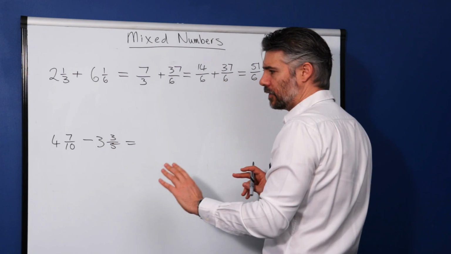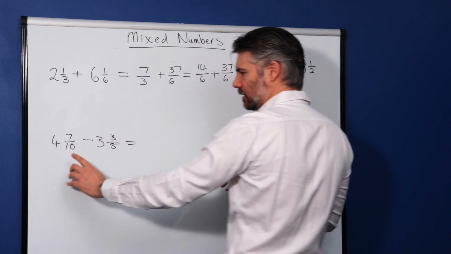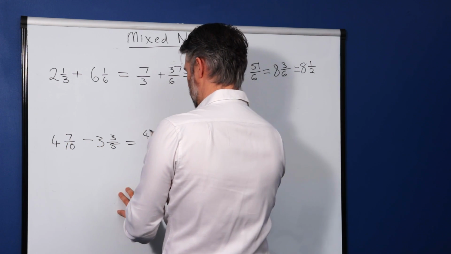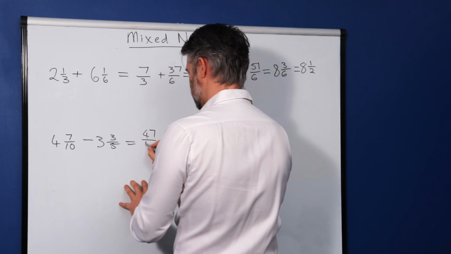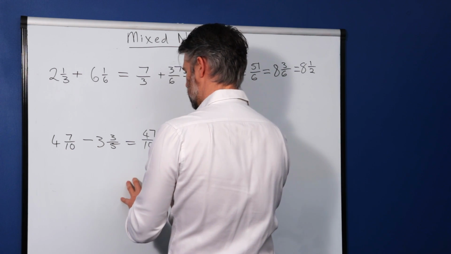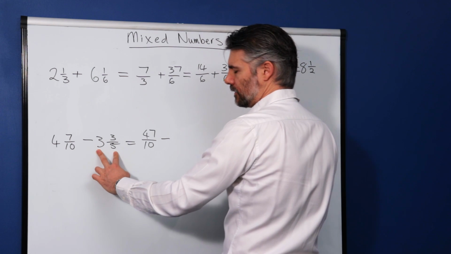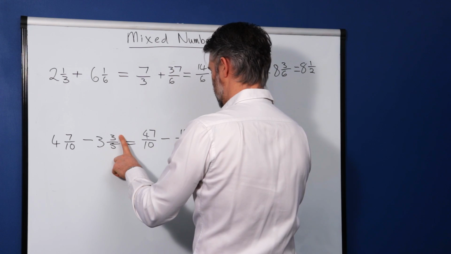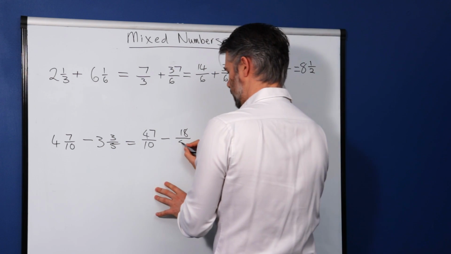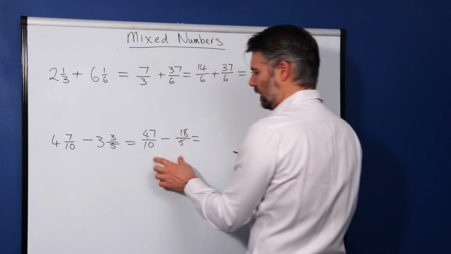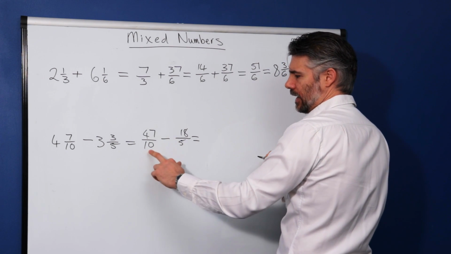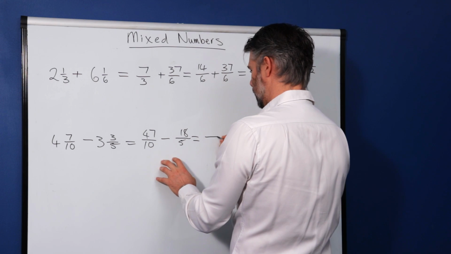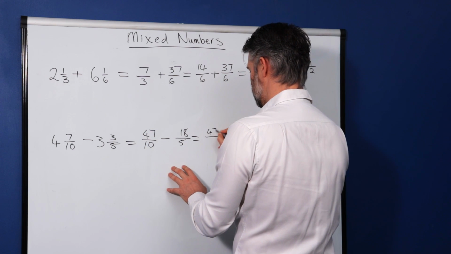Same thing. First thing we do is we make improper fractions. So we say 10 times 4 is 40, plus 7 is 47. 47, our denominator is 10, minus 5 times 3 is 15, plus 3 is 18, 18 over 5. Okay, now we need the lowest common denominator. And our lowest common denominator in this case is 10.